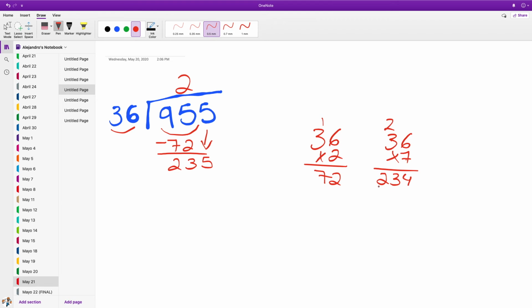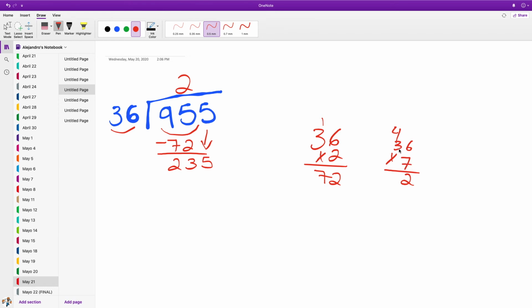I got, let me check. I think I got that wrong, right? Yeah. I made a mistake right here. So I said 7. 7 times 36. 7 times 6, 42. Yeah. Instead of putting the 2 here, I put it over here. So I made a mistake on the previous one, but here I got it right.